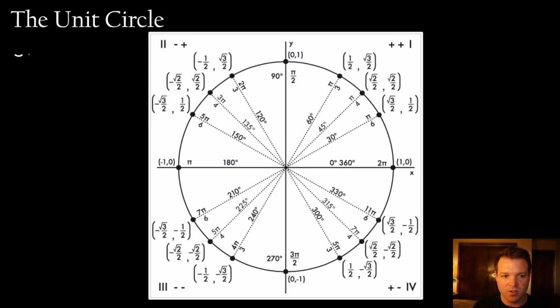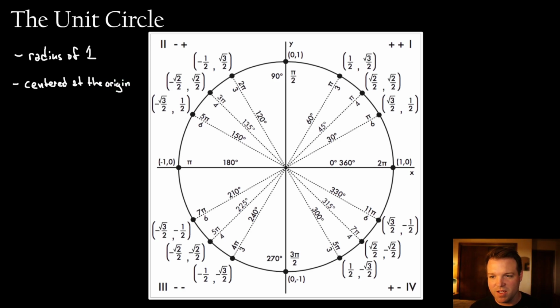So the unit circle basically has a radius of 1, and it's also centered at the origin. Okay. And so let's go about just kind of breaking down all of this information, and then we're going to go ahead and recreate it on our own.